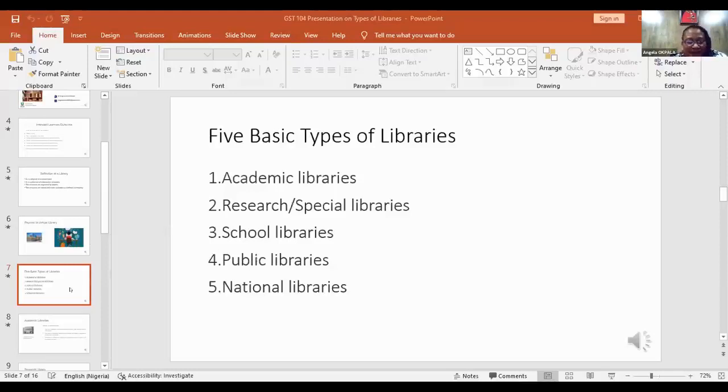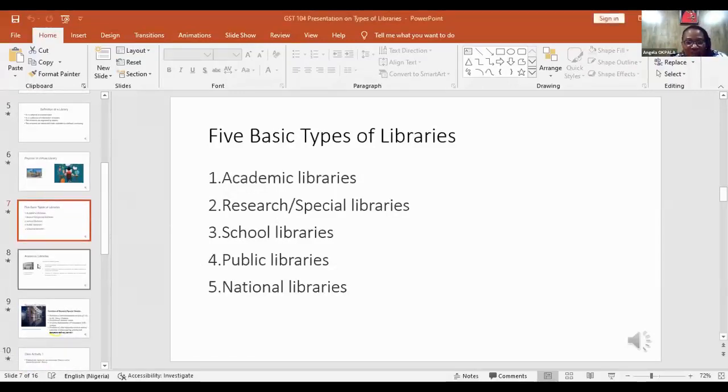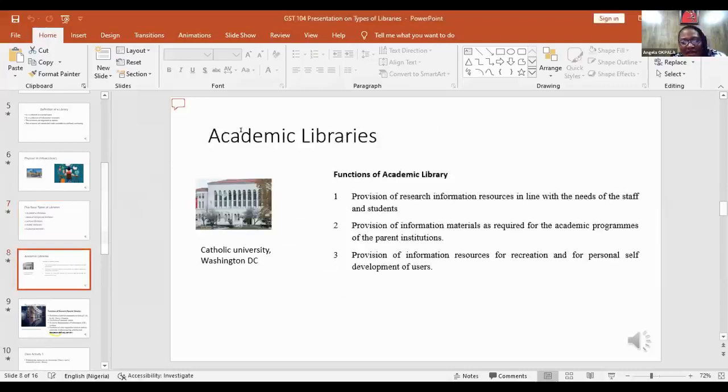So we have these different types of libraries that are very unique. Academic library: you can see the Catholic University, Washington, D.C. is an academic library. National Open University of Nigeria is an academic library. Those are examples. If I ask you about the library of the University of Abuja, you will tell me it's an academic library. It's established in an academic institution. Look at the functions: they take care of academic programs by providing materials for academic programs, and then they carry out research and so on and so forth.